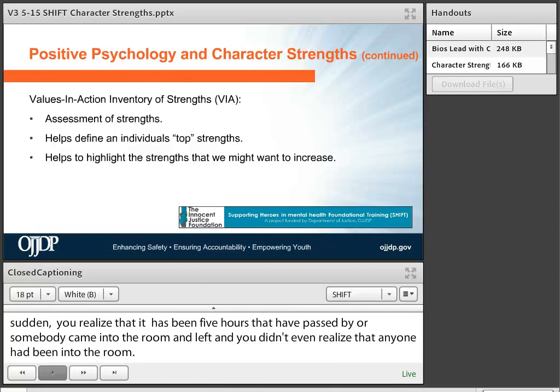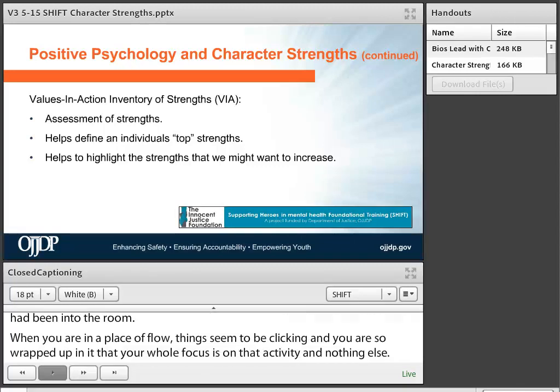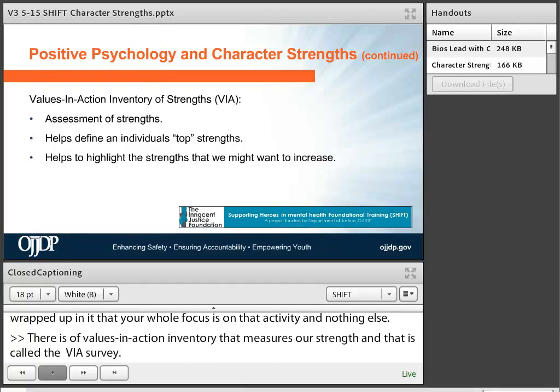So there's a values and action inventory that measures our strengths, and that's called the VIA survey. In our handout, there's a link to the VIA inventory, and it's something that is really useful for you to take, because then you can see what your signature strengths are and then figure out how you can use those in your own life.